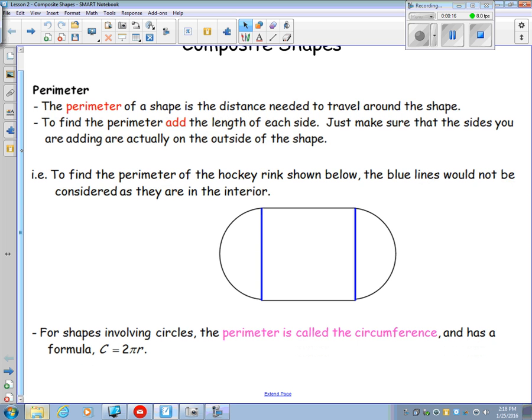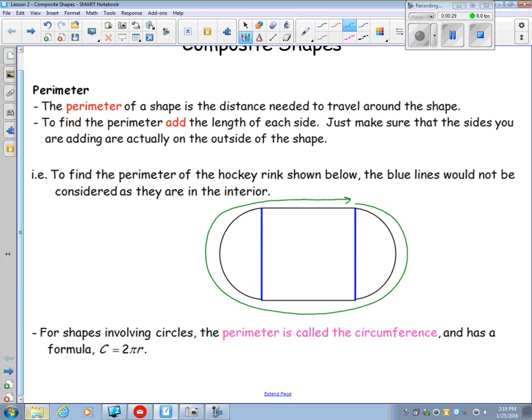Reminders, perimeter is the distance around something. One of the big things you have to be careful about when you talk about perimeter of a composite shape, like this skating rink here, is you actually want to go around the shape, okay, not on the interior. So even though there's a rectangle and some circle pieces, the blue lines are not part of the exterior. They would be on the inside, and we wouldn't worry about them in terms of the perimeter. Do remember for perimeter in circles, it's called circumference.